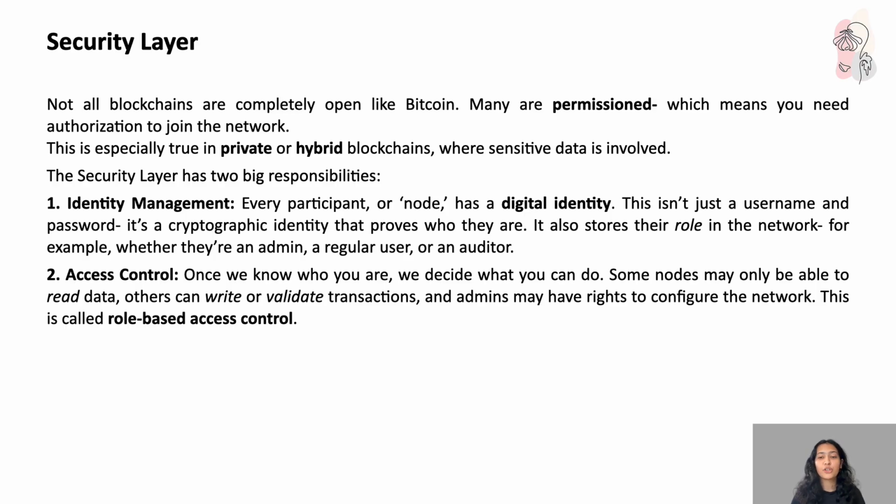In permissionless blockchains, we rely on the consensus algorithms to maintain trust among strangers. But in permissioned blockchains, the security layer ensures everyone follows the rules because we know exactly who they are and what they are allowed to do given their role.